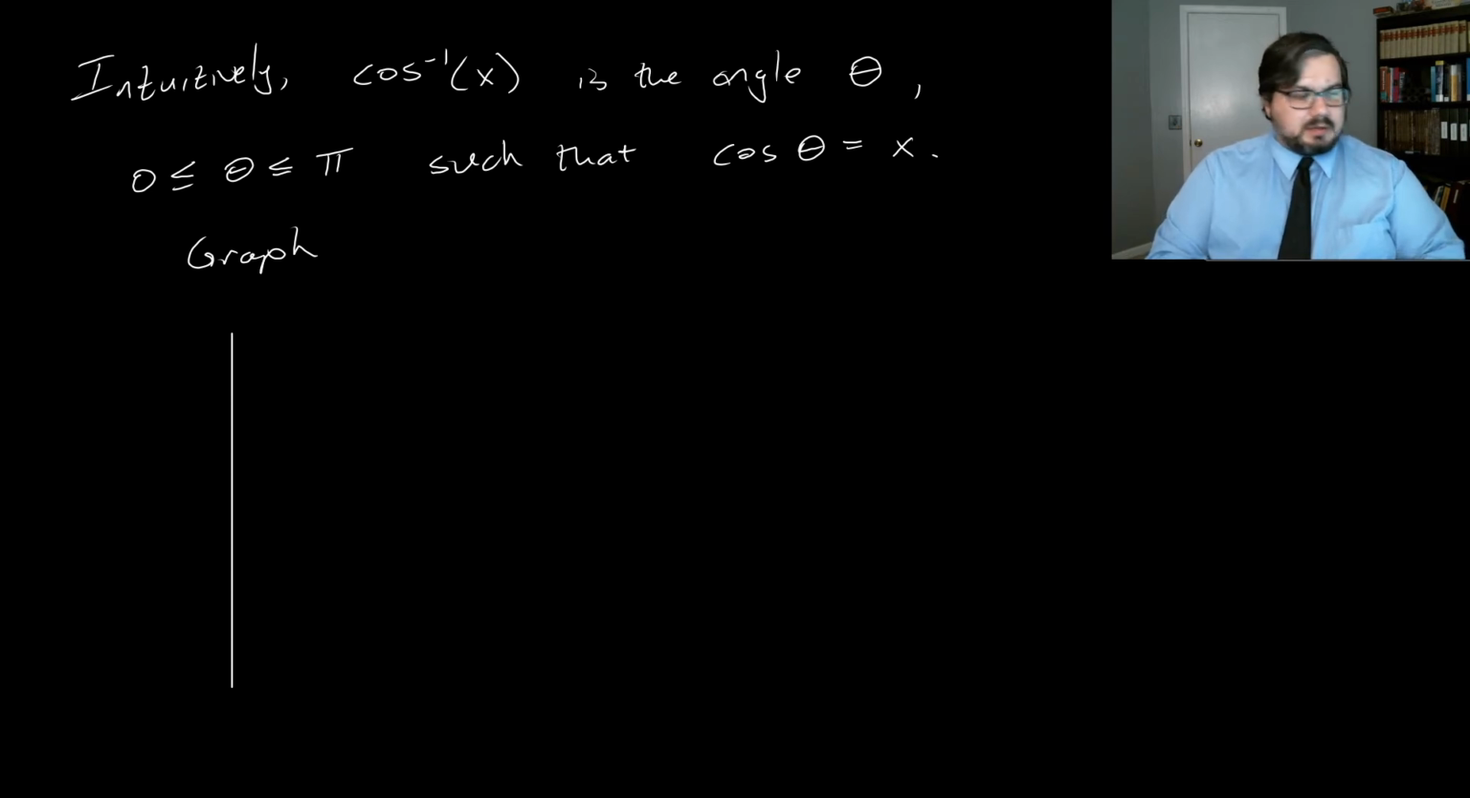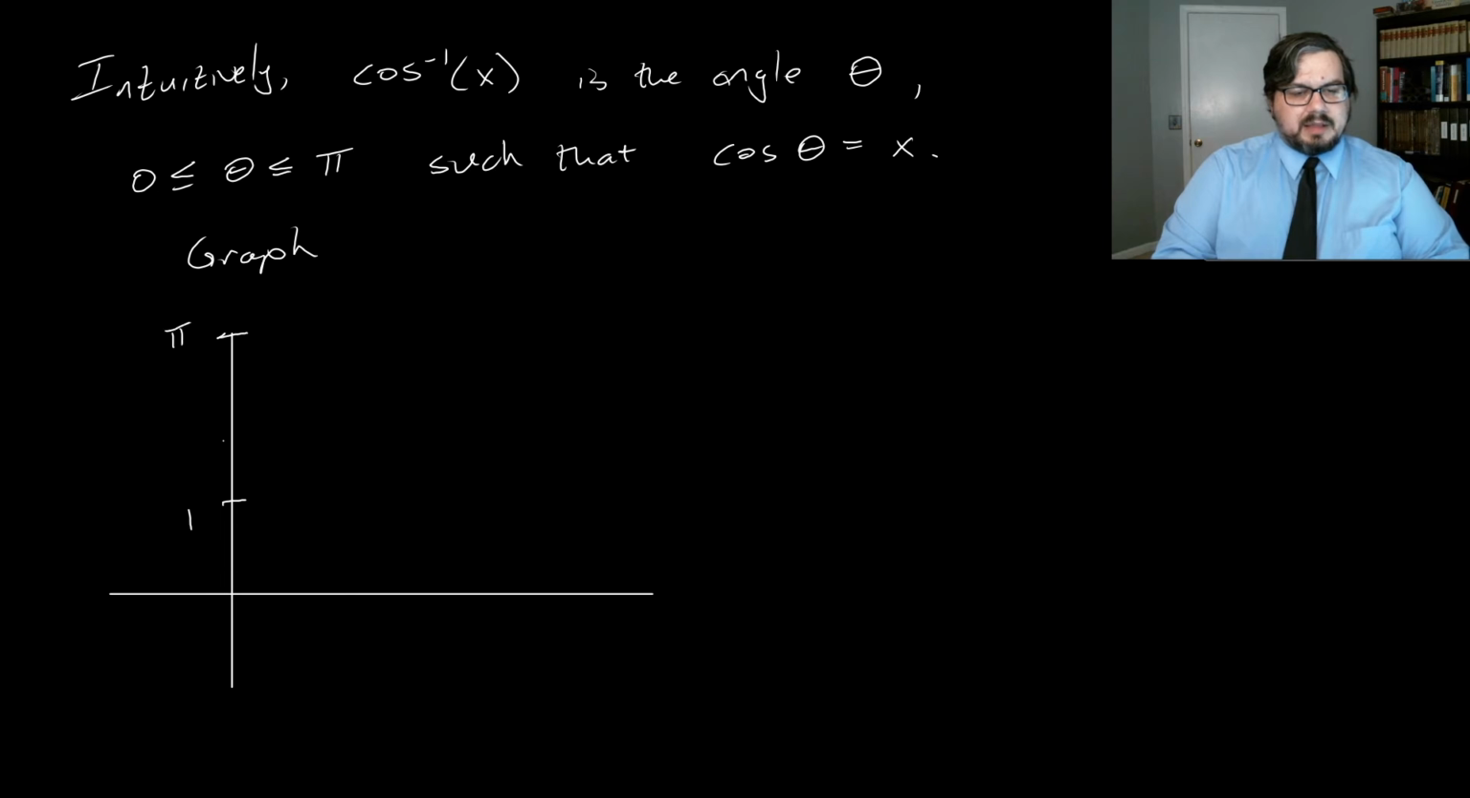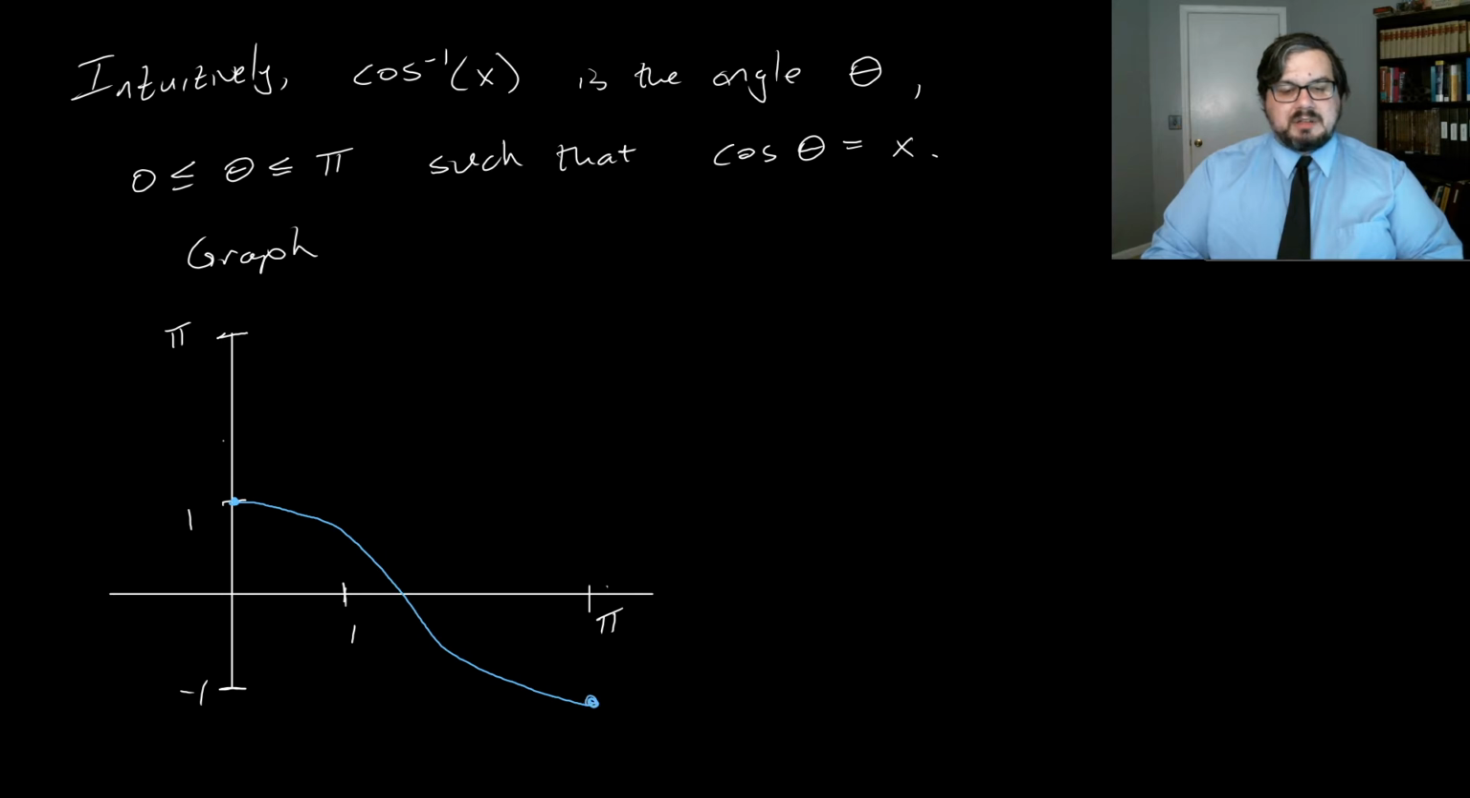Let's see, what do I need here? Graph like this. So let's do 1 there, pi is approximately there, pi there, and 1 about there. All right, so the portion of the cosine function that we are inverting is this. So we have a few points on here.